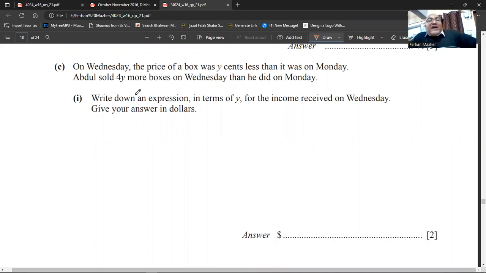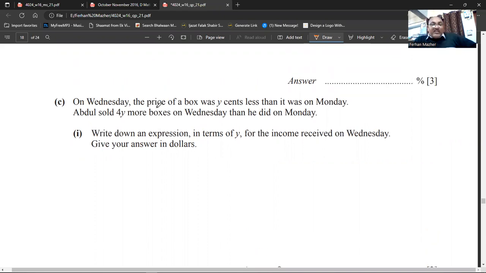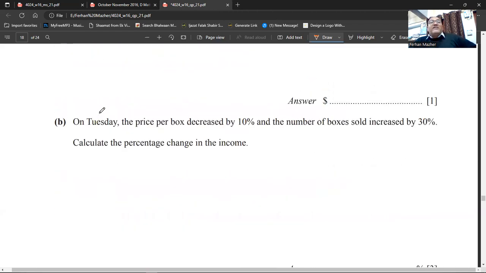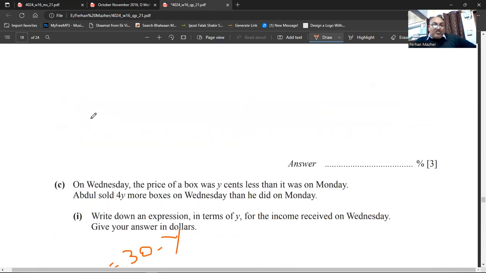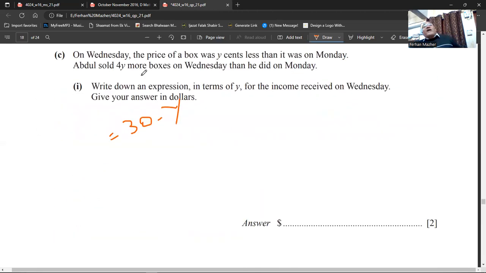You see, the price is Y cents less. So that was 30 cents, so now it is Y cents less. So that's the price on Wednesday. And the matchboxes sold, how many were there? There were 140 boxes. And he said Abdul sold 4 more boxes. The sale is 140 plus 4Y. Okay, so that's the sale. That's the price.